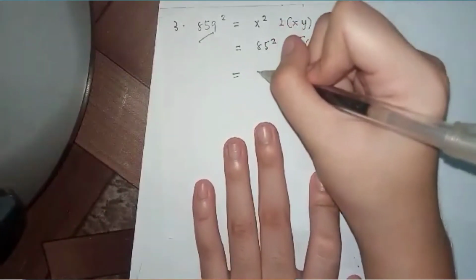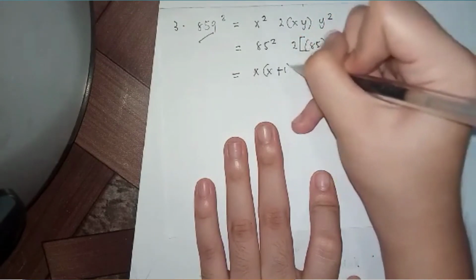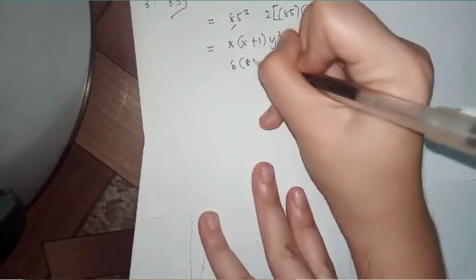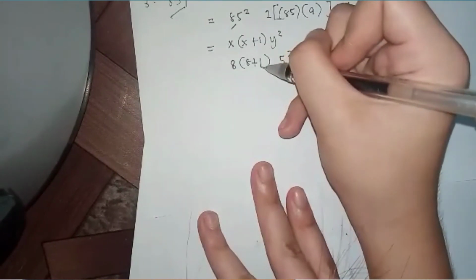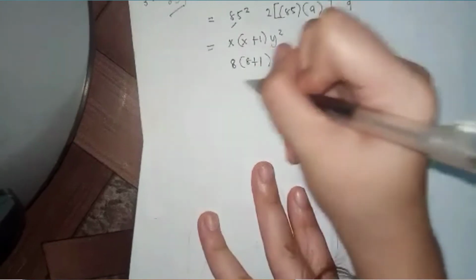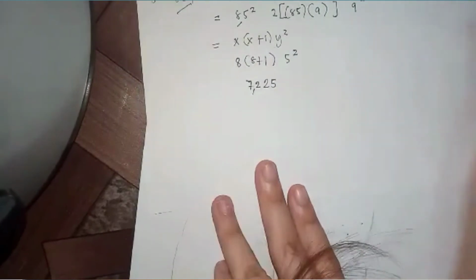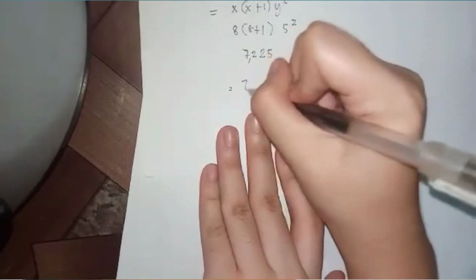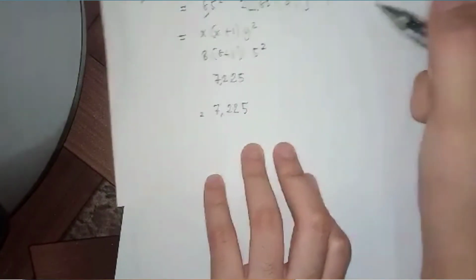So in this case, we can apply again our first conjecture. And our x here is 8. Eight plus 1 is 9. 8 times 9 is 72. And apply 5 squared. So 85 squared is equal to 7,225. Since we know it's 7,225, so we have 85.